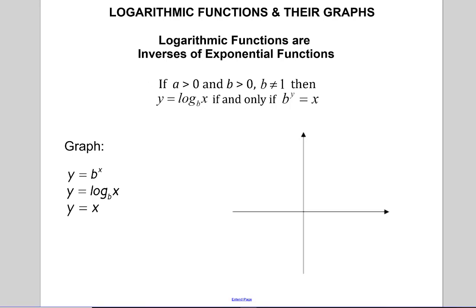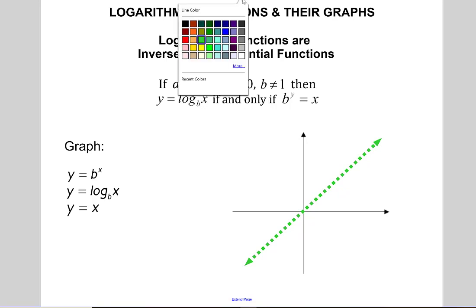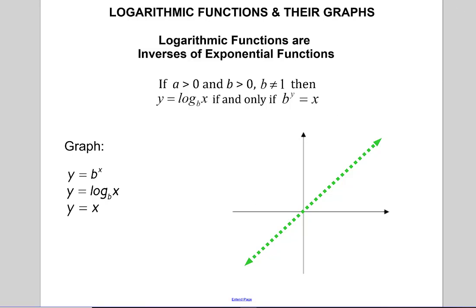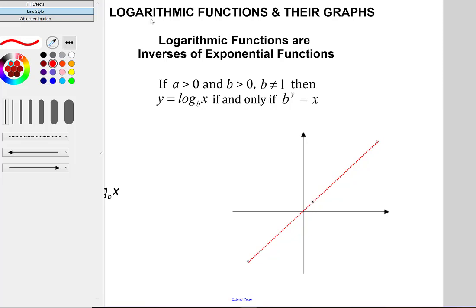Log functions are inverses of exponential functions. We want to graph y equals b to the x power, y equals log base b of x, and the identity function y equals x. I'm going to get us started with the graph of y equals x, because that's going to be on the diagonal right through the origin like such. So this is y equals x. I made it thinner and turned it to red.